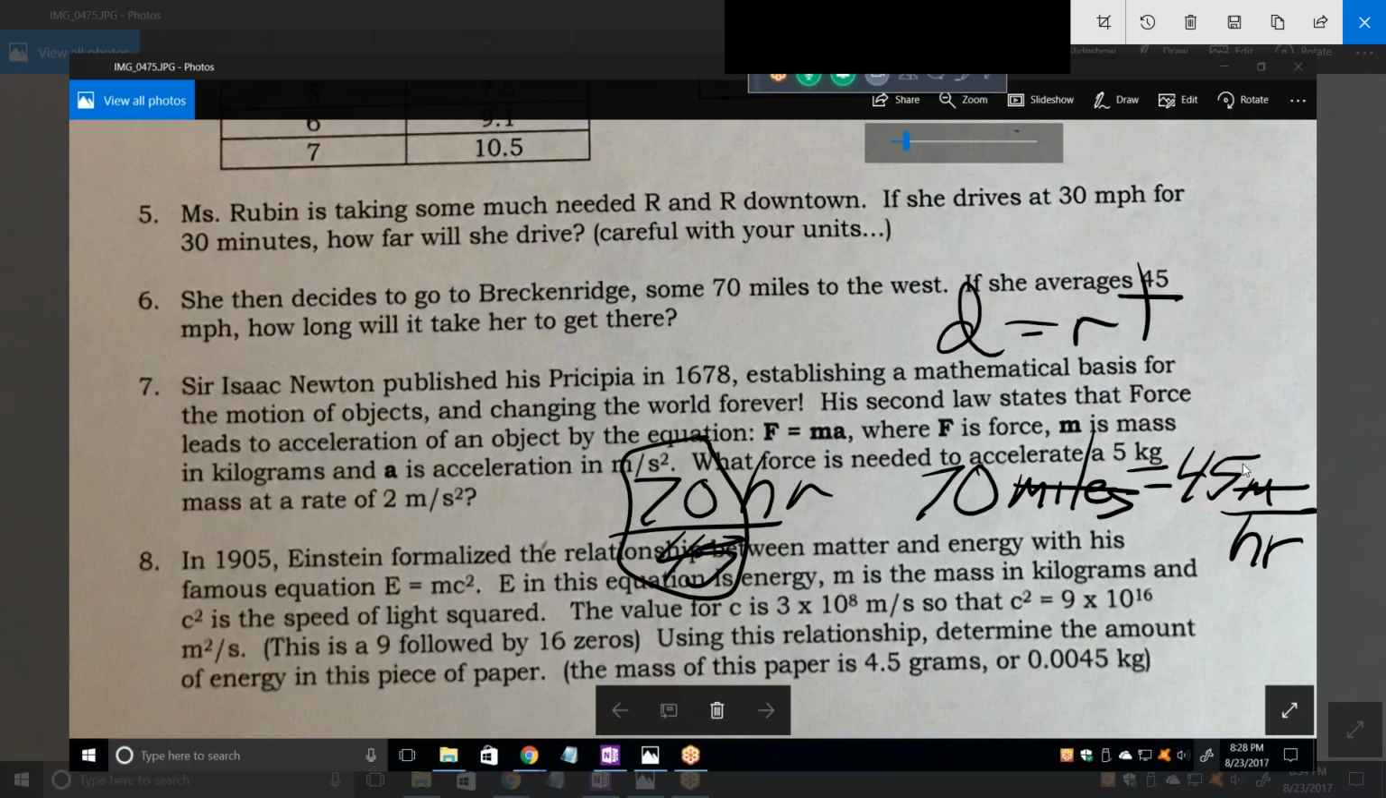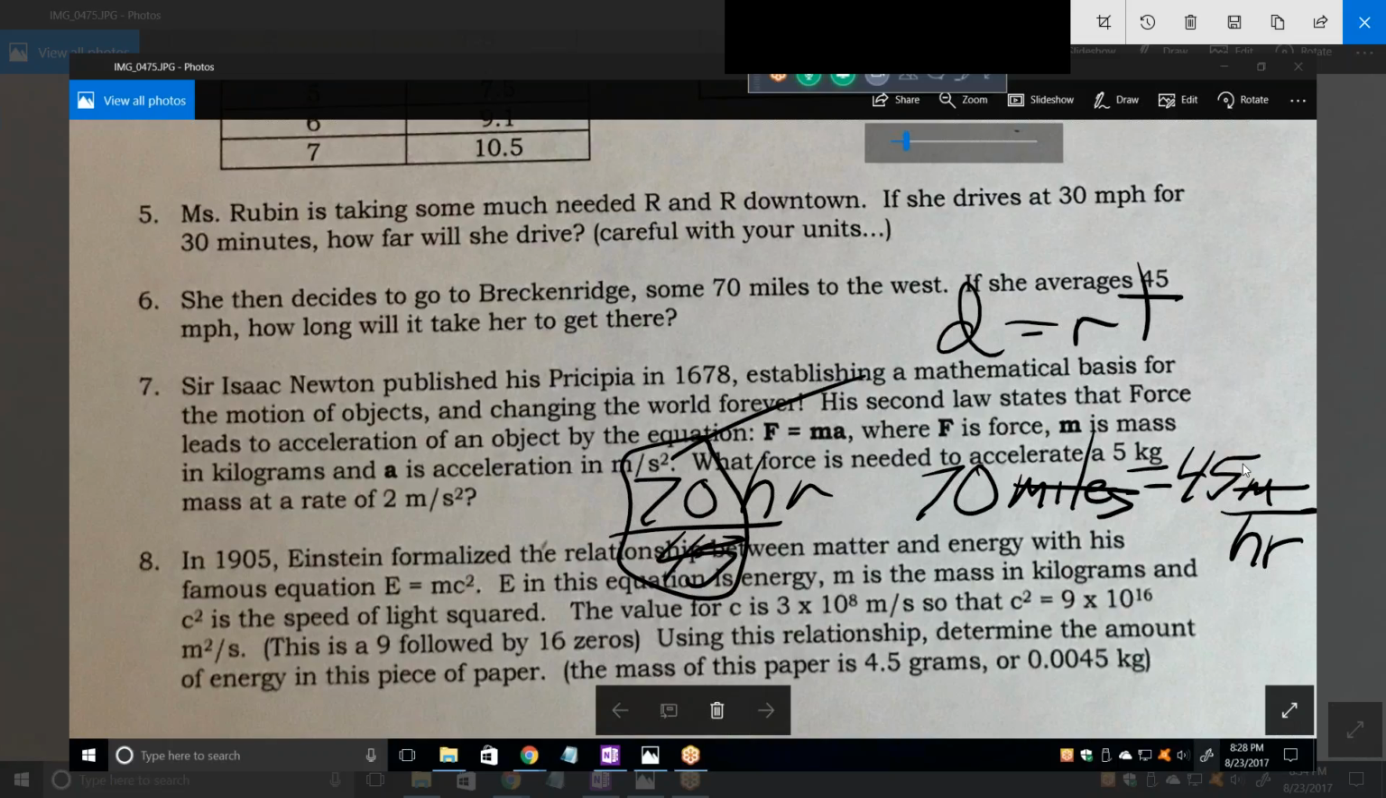And that makes sense too. You know that if you're going 45 miles an hour and you're going to go 45 miles, it's going to take you 1 hour. So if you're going to go 70 miles, it's going to take you more than 1 hour. It's going to take you almost 2 hours. And 70 divided by 45 is almost 2. So this is definitely ballpark. But again, notice what I had to do with the units. In other words, the units have to work out. If they don't work out, you've done something wrong.